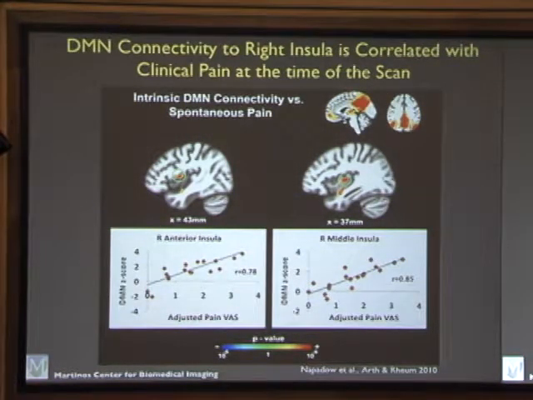So what was, I think, really interesting in this data was that the amount of pain that the patients were feeling at the time of the scan was correlated to default mode network connectivity to the insula. We know that in fibromyalgia, their pain will fluctuate spontaneously. So if we look at when the pain is higher versus when the pain is lower, this is an inter-subject correlation: patients who had a higher amount of pain also had a higher amount of default mode network connectivity to the insula.